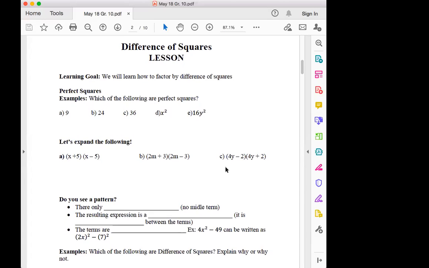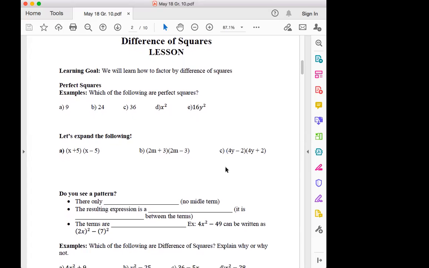Yesterday we started looking at factoring a little bit. We looked at common factors. So today we're going to look at another form of factoring, and I'm going to share the screen here. It is called the difference of squares.